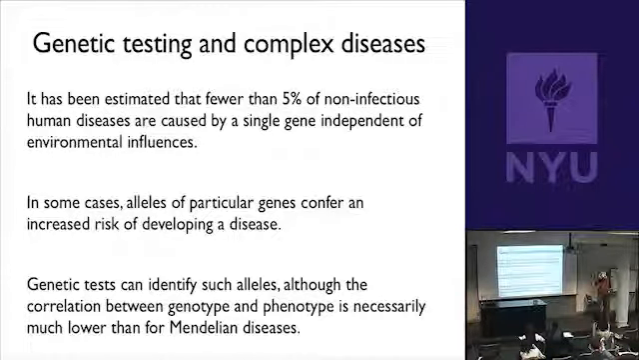In addition to all these Mendelian diseases, which have simple genetic causes, where one gene goes wrong, there are a lot of complex diseases that have multiple genetic and environmental influences. And actually, these are more common than simple ones, as you saw in that table that I showed from the OMIM database. So it's been estimated that less than 5% of non-infectious diseases, that is genetic diseases, are caused by a single gene.